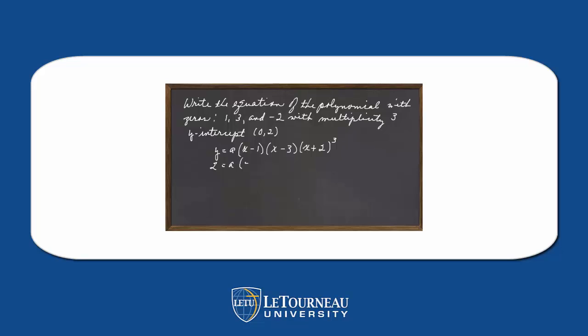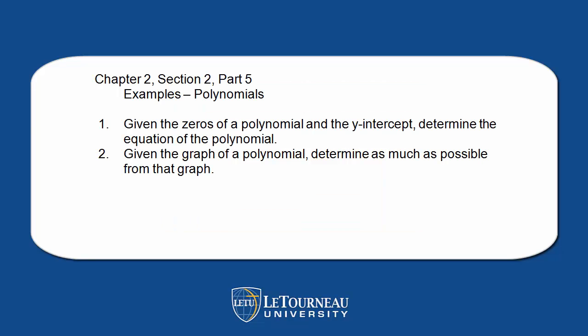Please notice that the a I put there is so that we can substitute in the y-intercept and find in this case that a is equal to, 2 is equal to 24a, so a is 1/12. Remember, that's going to tell us that we have got a vertical stretch or shrink. So there's our polynomial. We're not going to bother expanding it.